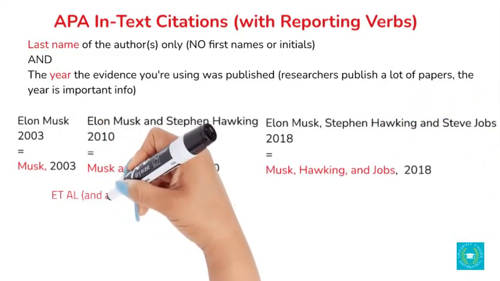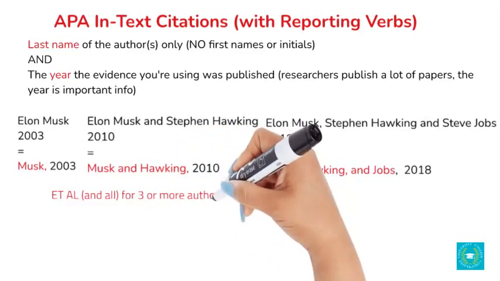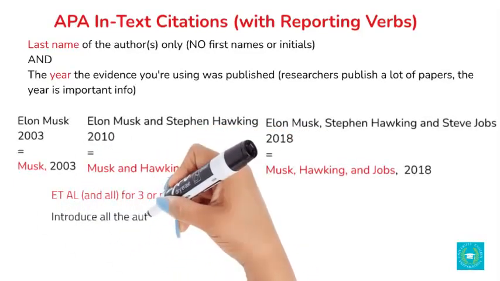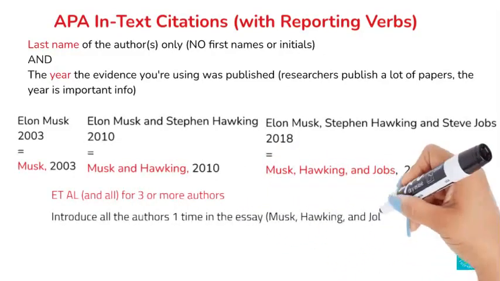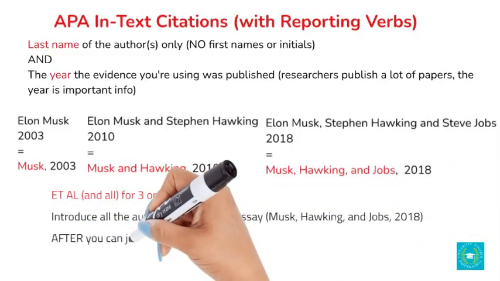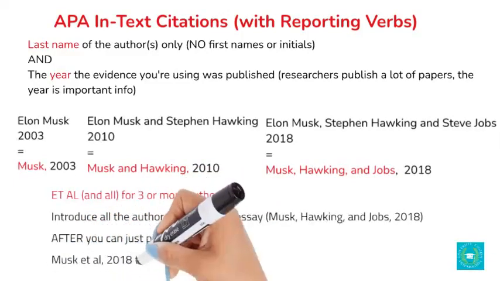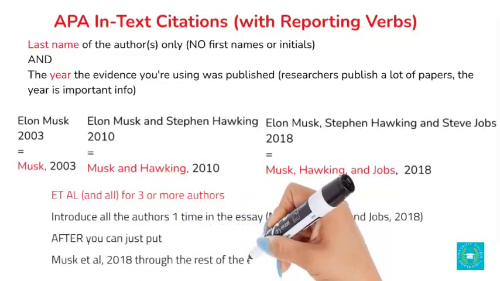Et al. is something that we use. It means "and all" for three or more authors. First, we introduce all the authors one time in the essay, Musk, Hawking, and Jobs 2018, and after we just write Musk et al. 2018 through the rest of the essay.